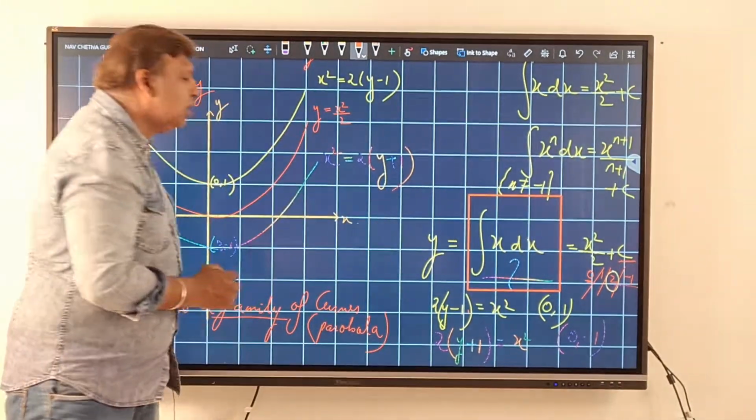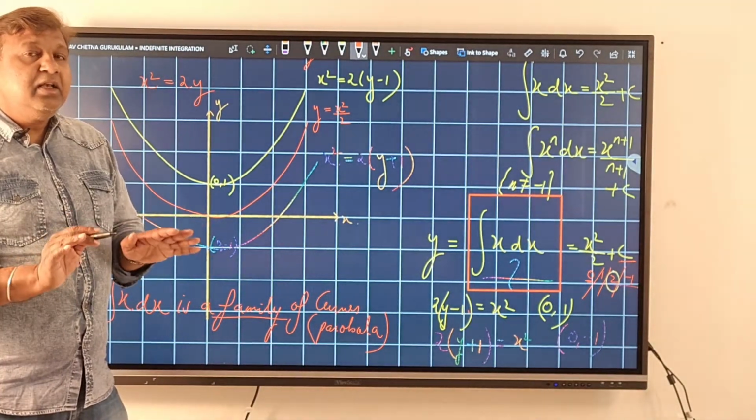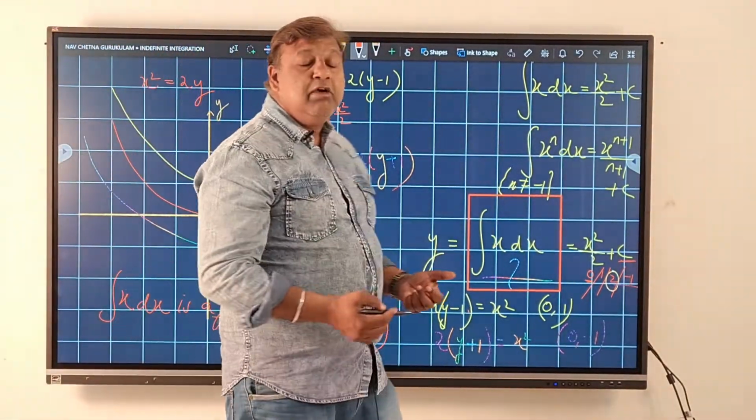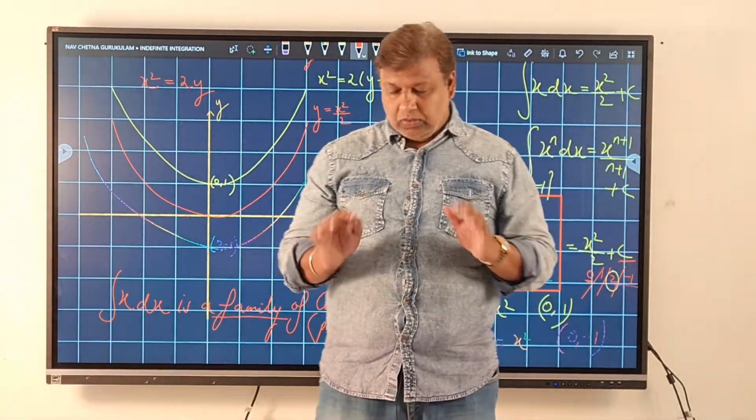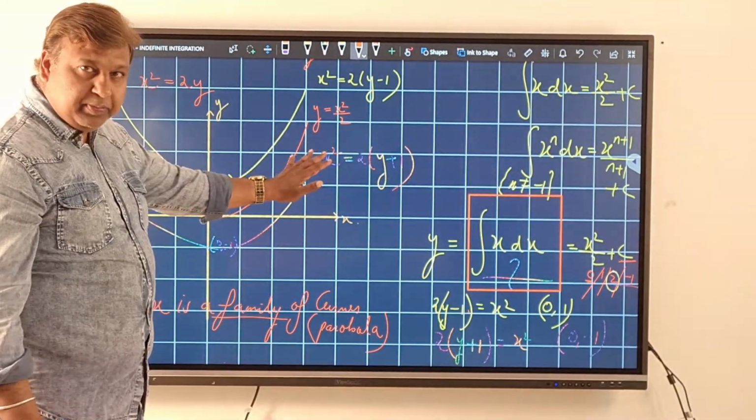Okay. So an integral considered as a function, if we graph it out, it represents a family of curves. Okay. This is what I wanted to emphasize upon. I hope I could make my point clear.